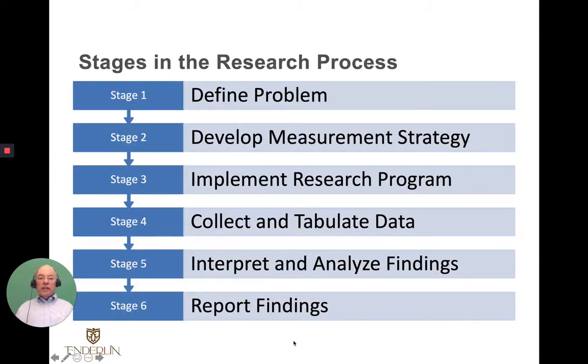So if we're looking at the stages in the research process, stage one is we define the problem. Okay, what is it that we need to be able to research? Is it a market segment, whatever it may be? Then we develop the measurement strategy for it, and we'll talk about some of those in terms of the types of measurements in the second part of the GAP 2 lecture. We implement the research program, we collect the data, we interpret and analyze it, and then we report the findings. Okay, so we start by defining the problem. That's a key point. We just don't start doing a research survey because it sounds like a good idea. We have to know what the problem is that we're trying to solve.